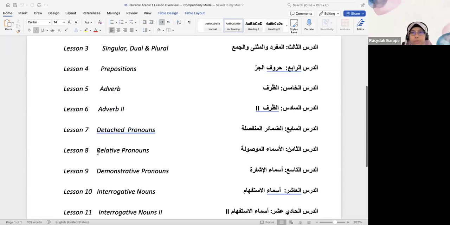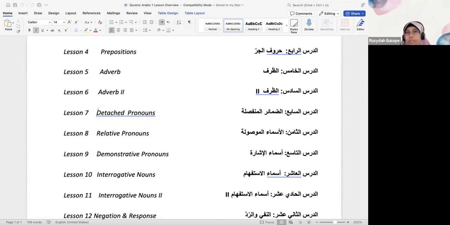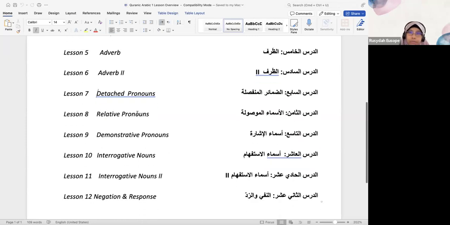Lesson 7, pronouns. I mentioned just now that we will not be learning all the 14 pronouns, because we think for beginners it's not necessary to know the meanings of all the pronouns at one go. So we will be selecting some of the more common pronouns like ana, nahnu, anta, for example. Lesson 8, relative pronouns or isim mausul, words like alladhi, allati, what do they mean and when are they used, in terms of gender, in terms of number also, what do they indicate. And then lesson 9, asma'ul isyarah, demonstrative pronouns, hadha, hadhihi, this, that, dhalika, for example.